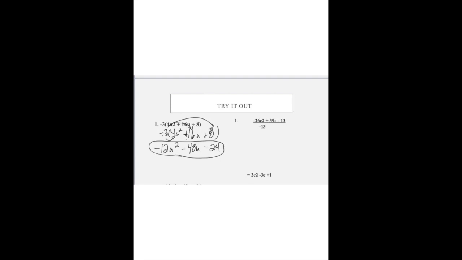Okay, now let's work through division, the inverse operation. This again is going to be (-26c squared plus 39c minus 13) divided by -13. This gives us the answer 2c squared minus 3c plus 1. So how did we get there? Let's take a quick look. Let's break this up into pieces.